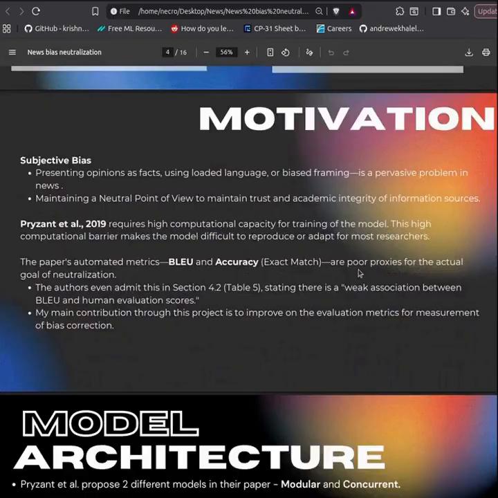Now for the motivation for doing this project. If this present paper already exists, then why even take up this project? My first motivation is the problem itself. Subjective bias, like presenting opinions or facts using loaded language, is a pervasive problem which erodes public trust. So we need scalable tools to maintain a neutral point of view. This helps in both academic integrity and social order.